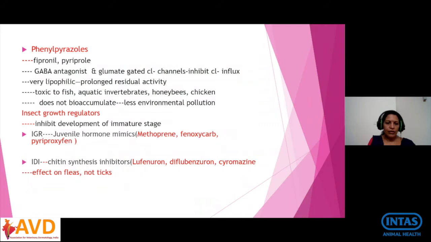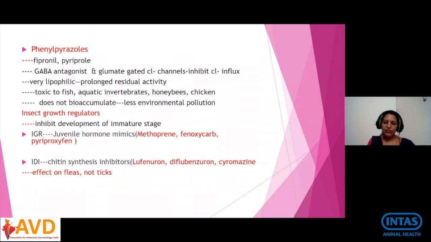Insect growth regulators are used to inhibit the developmental stages of the immature stage, inhibiting metamorphosis. In the case of flea, the egg and larva stages that would complete metamorphosis will be inhibited at this immature stage. That involves insect growth regulators and insect developmental inhibitors. Insect growth regulators are like juvenile hormone mimics. They bind to the juvenile hormone receptors and inhibit metamorphosis, so it will not develop into an adult. It involves methoprene, phenoxycarb, and pyriproxyfen.